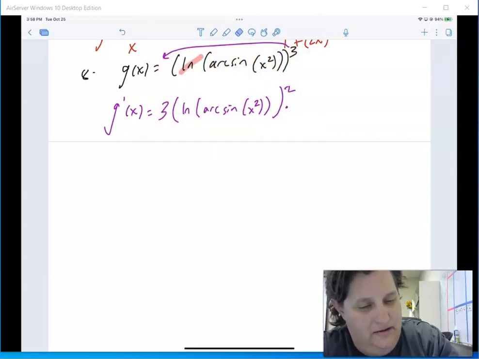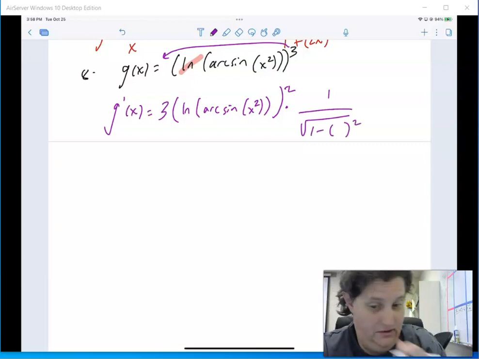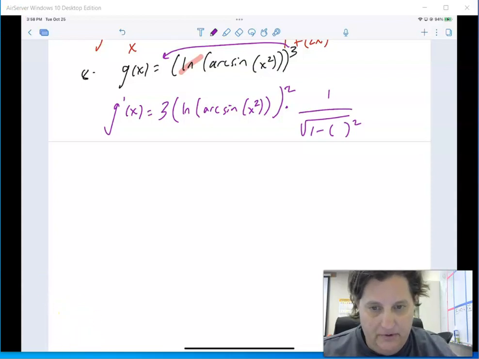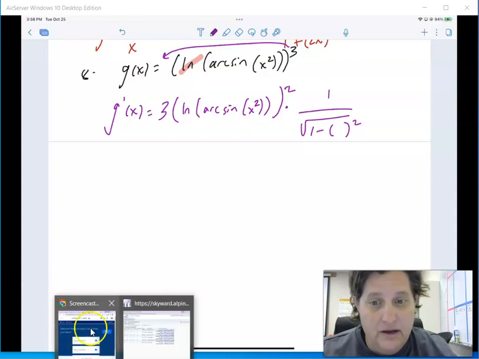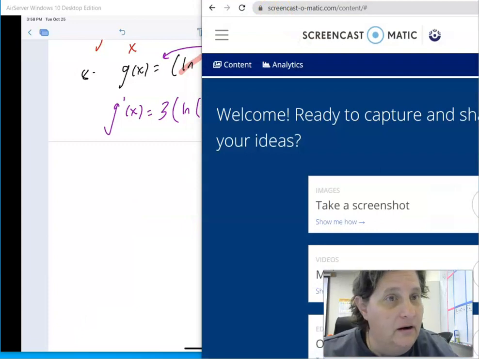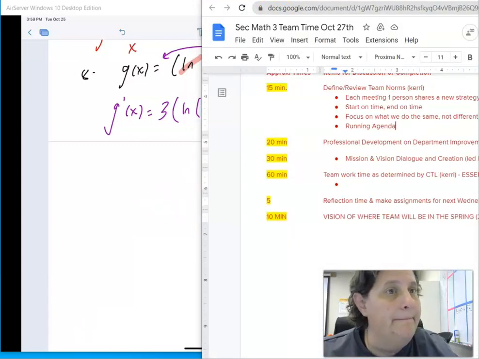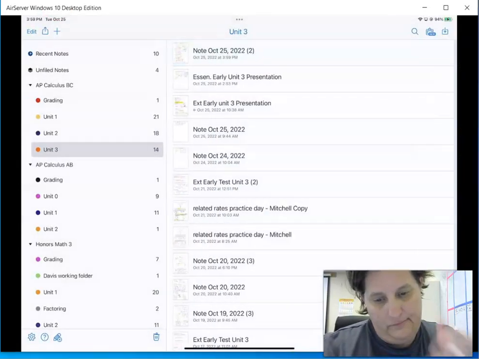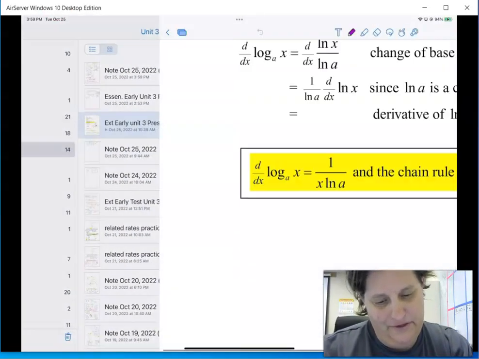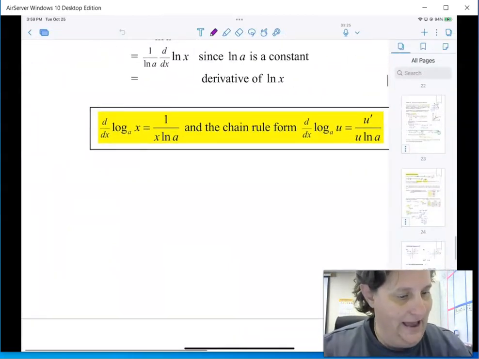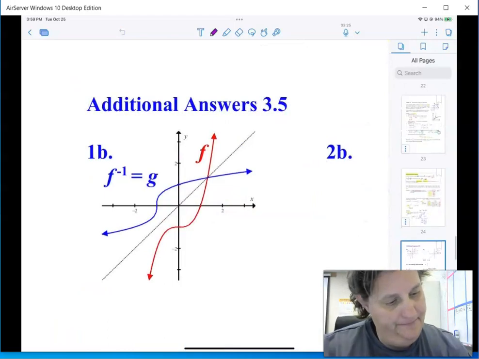Okay, arcsine, the derivative is 1, let's see if I remember this one, square root of 1 minus x squared. I'm reasonably sure. Did I keep that paper up? I was showing you guys. Let's see here. No, I did not. Okay. I'm like 95% sure that that's it, but let me not make any mistakes because that would be embarrassing.